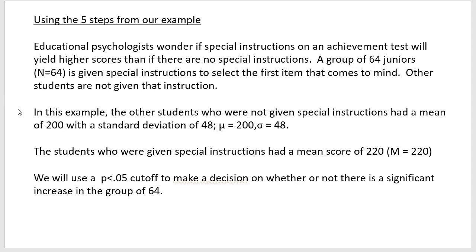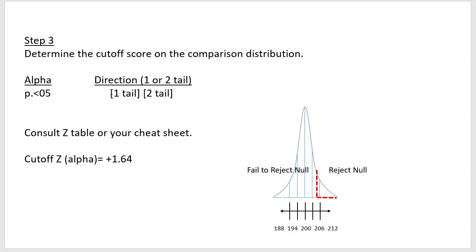If I go back to the example, we want to know if special instructions on an achievement test will yield higher scores than if there are no instructions. So it sounds like, based on the language that I see, that we are looking for a greater score, which means that it is a one-tailed test in the positive direction. We are concerned about a positive change. So we're going to use a one-tailed test.